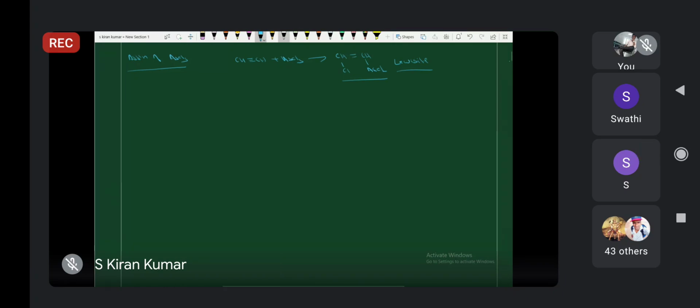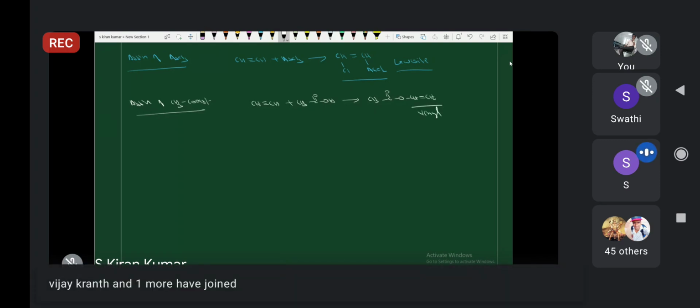Next, addition of acetic acid to acetylene. Addition of acetic acid to alkynes. For example, acetylene plus acetic acid, what does it form? Addition of a proton to the triple bond carbon forms vinyl acetate. It forms vinyl acetate.